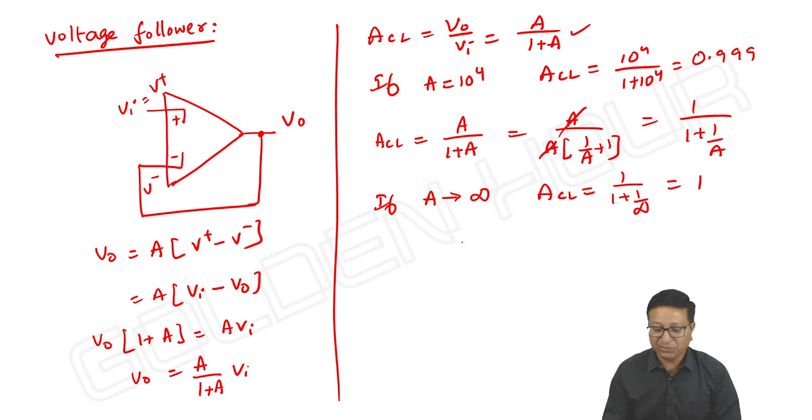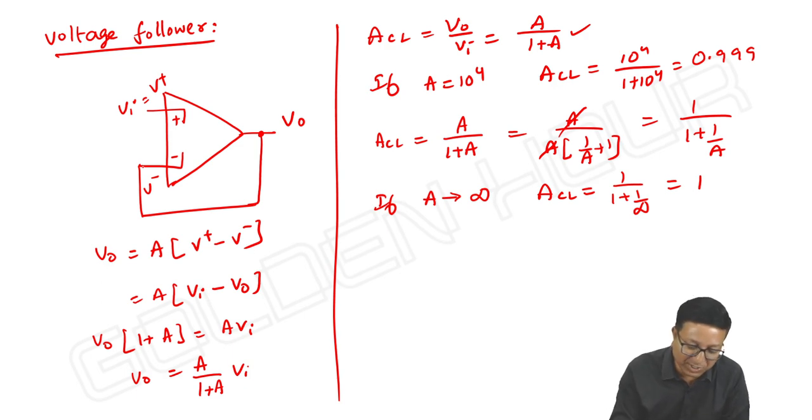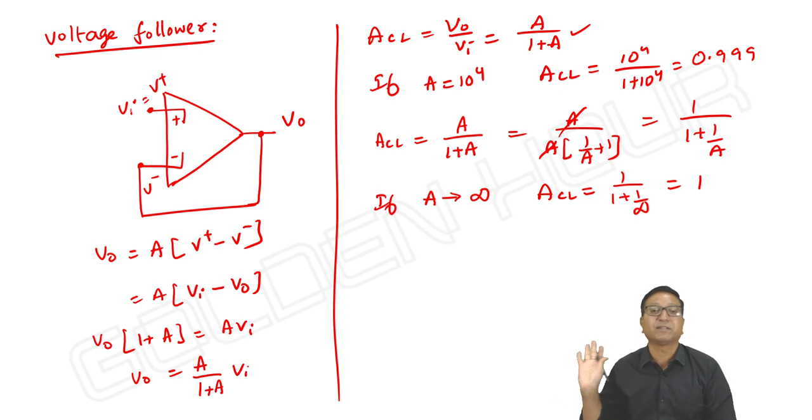A is infinity. Hence the name voltage follower, or buffer amplifier, or virtual short. Virtual short means if A is approaching infinity, then the voltage at the inverting terminal approaches the voltage at the non-inverting terminal. So V minus is equal to V plus. And of course V output and the inverting terminal are shorted, so V output is equal to V minus, which is equal to V plus, which is equal to Vi. Very simple. Nothing to apply, no KCL, KVL, etc.